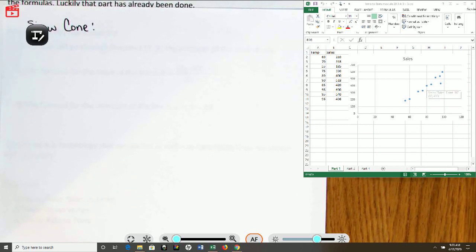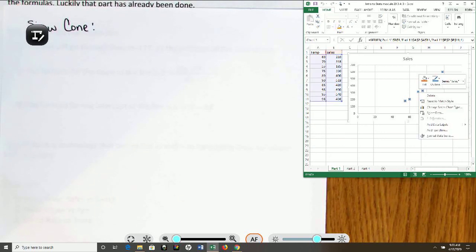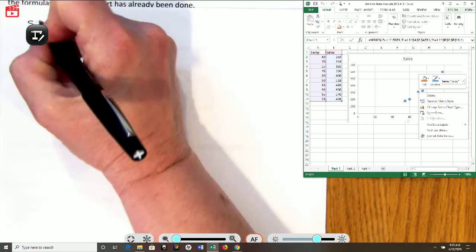Now, to find the line that fits there, what I'm going to do is hover over any data point. It does not matter which one you pick, as long as you get one of those data points to pop up. And then I do a right click. Okay, there we go. And you will see this little menu pop up. So I'm going to write this down.